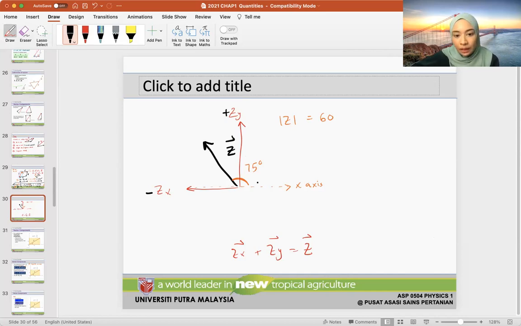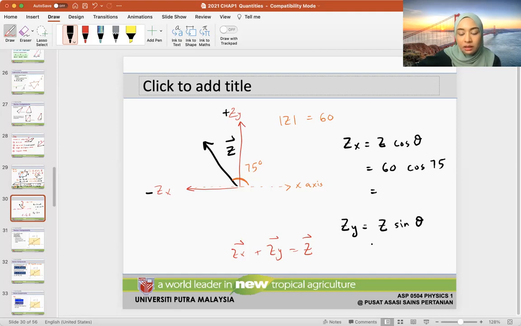So let's try that. And the angle is above the x-axis, so let's just keep it at positive 75. Okay, so let's try the equation. ZX equals Z cosine theta. In this case, our Z is 60, that's our magnitude. Cosine 75. Okay, I need someone to calculate that for me. And then ZY is equal to Z sine theta, where Z is 60, sine 75.